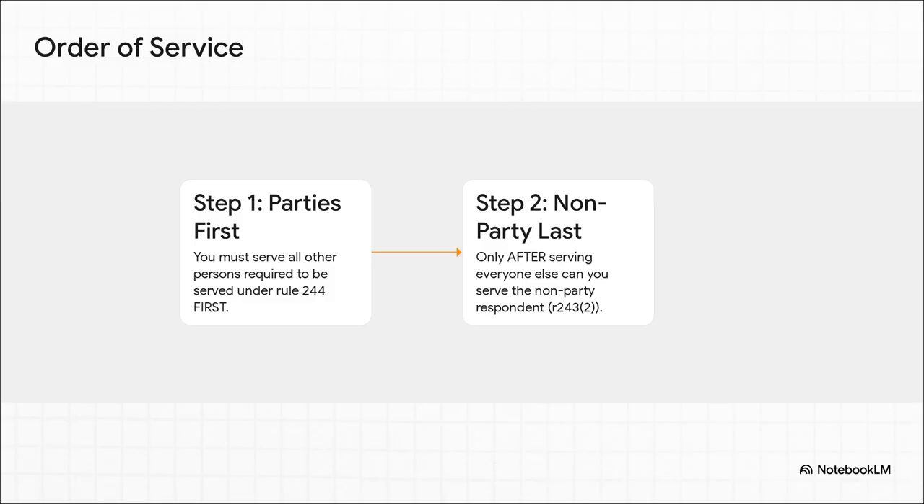Lastly, let's talk about the order of service. This is dictated by Rule 243, Subrule 2, and it is a strict 2-step process. Step 1, you must serve every other party in the lawsuit first. Step 2, then, and only then, can you serve the non-party. This whole procedure is designed to give everyone else notice and that 7-day window to object before the non-party even has to lift a finger.